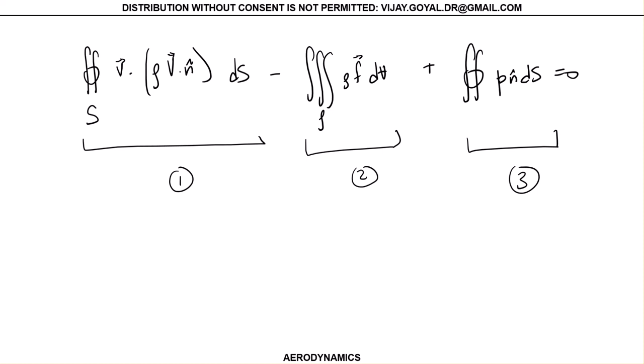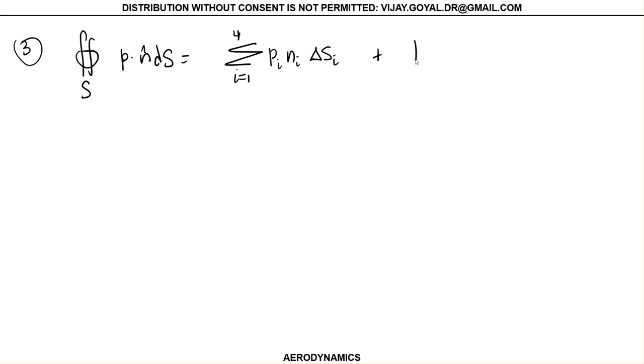So now we move on to integral number 3. That's this integral right here. That integral basically states the following. You have the enclosed area over S, P dot S. This is nothing else than the summation of i equal to 1 to 4, Pi Ni delta Si plus F. This is the equivalent force, fluid force.